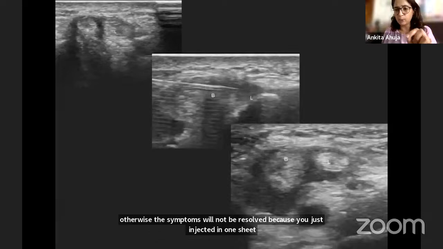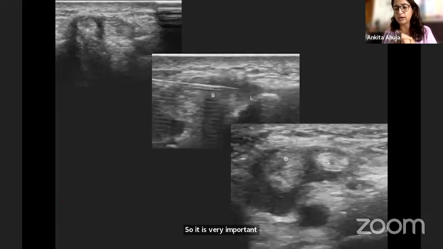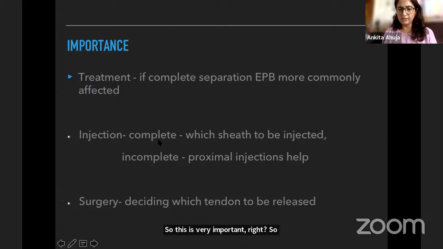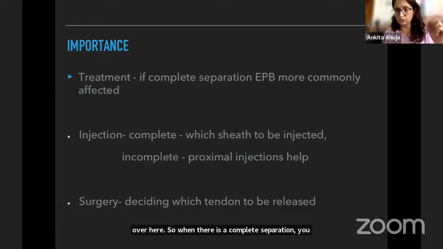So it is very important while you are intervening to be careful that you see whether there are two separate sheaths. And if you figure out that there are two sheaths, you need to inject in both these sheaths, right? So this is very important. The same thing is compiled over here. So when there is a complete separation, you need to figure out whether you need to inject in both the sheaths or one sheath, and you need to pull out your needle and be sure that you have injected in both the sheaths.